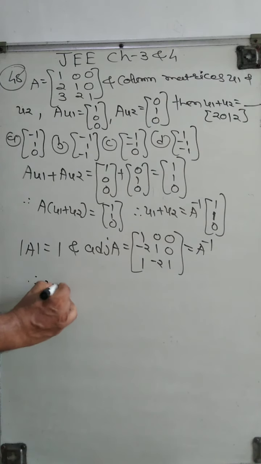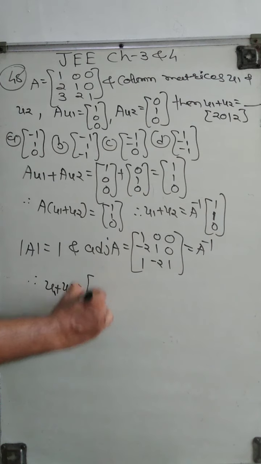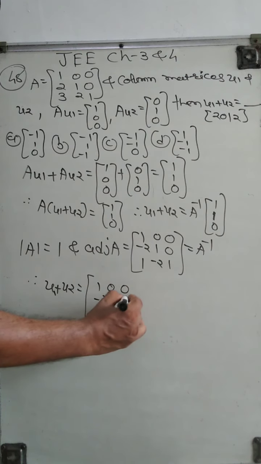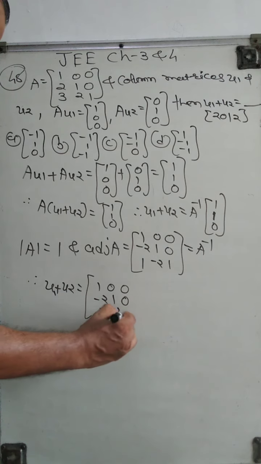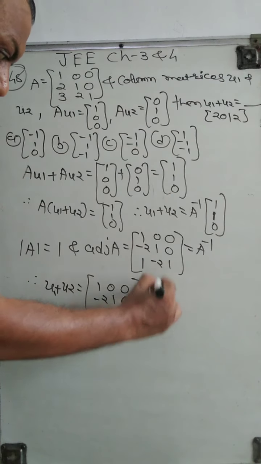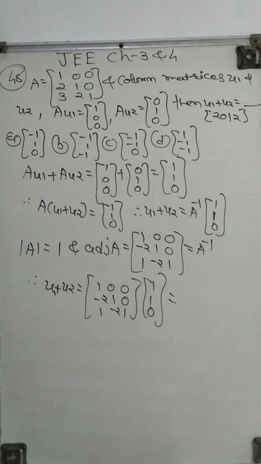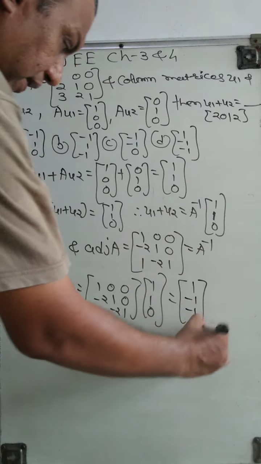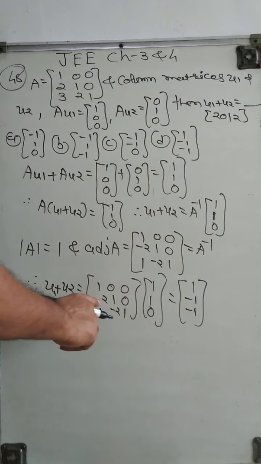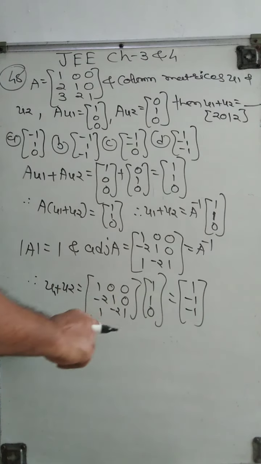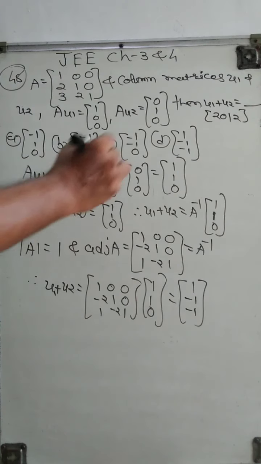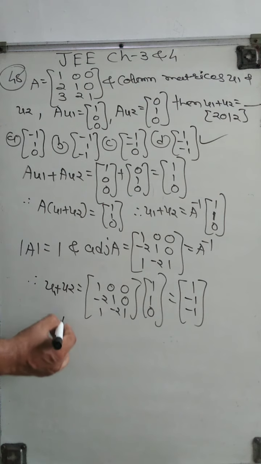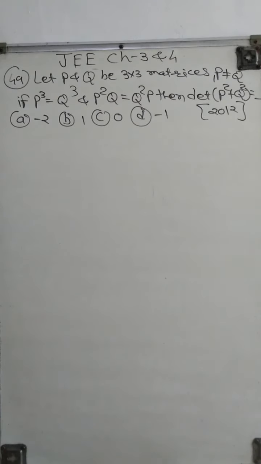Therefore U1 plus U2 is equal to the matrix 1 0 0, minus 2 1 0, 1 minus 2 1 into 1 1 0, and the answer is 1 minus 1 minus 1. First is 1, second is minus 2 plus 1 is minus 1, third is minus 1. So the answer is 1 1 minus 1. D is the correct answer. Okay, next question.